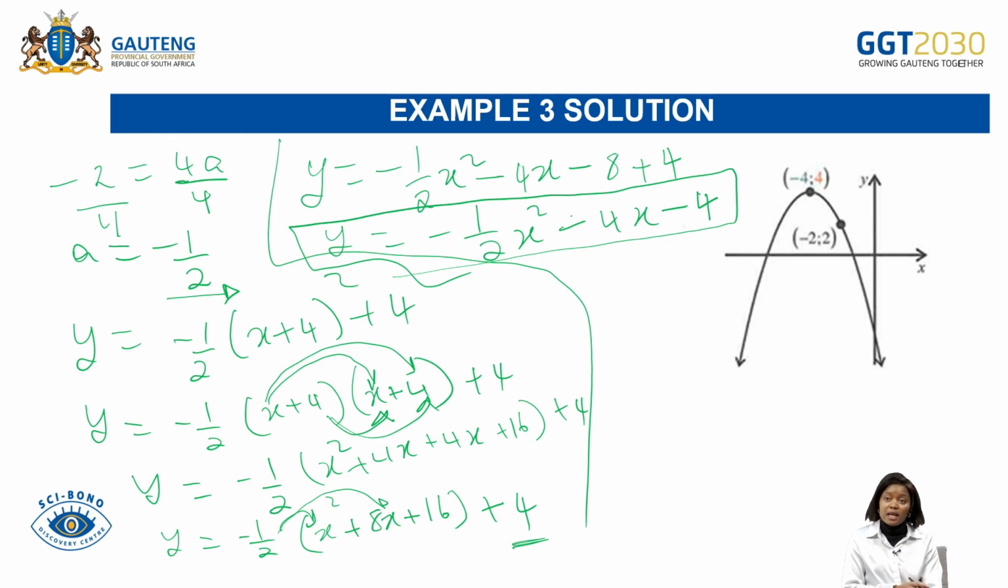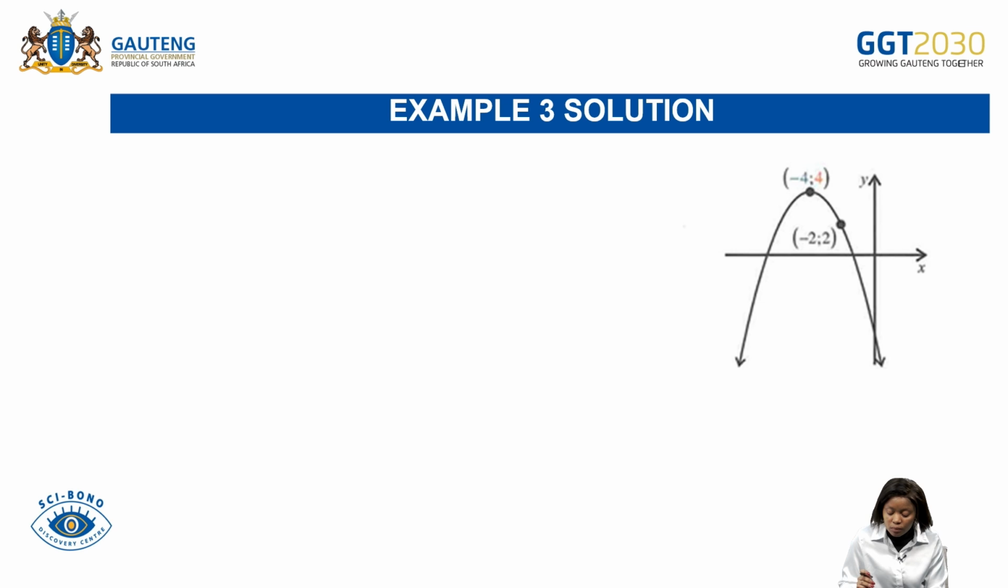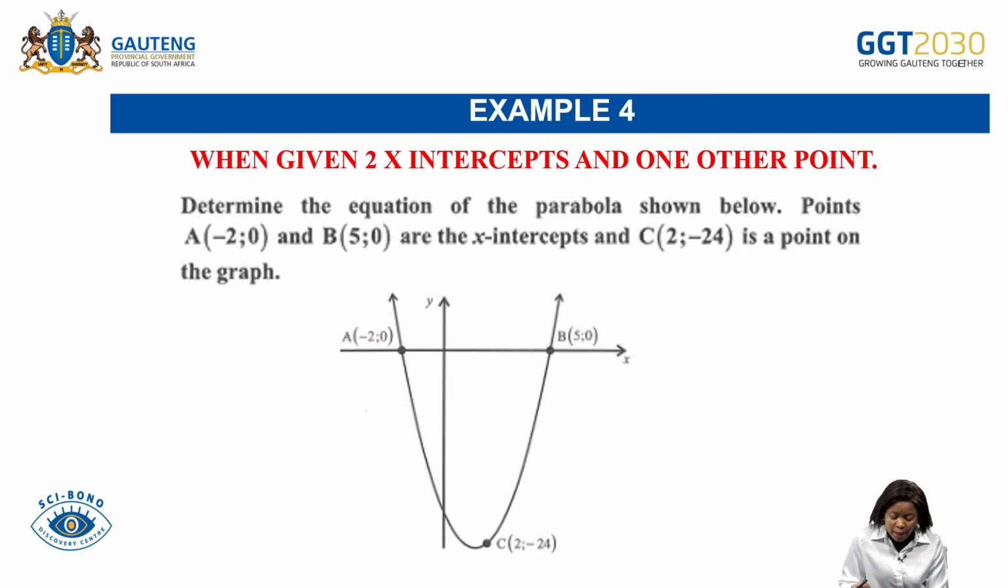So whenever you're given the turning point and a point, you need to use the general equation y equals a into (x plus p) squared plus q. Okay, let's look at example 4, when you are given the x-intercepts and one other point. You can see this is an x-intercept and this is an x-intercept. Then you are given one other point. That's not a turning point, it's just any other point on the graph, given by (2, -24).